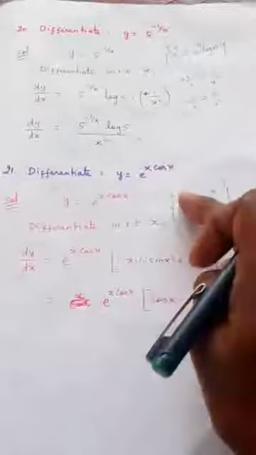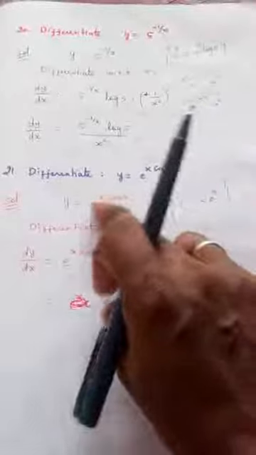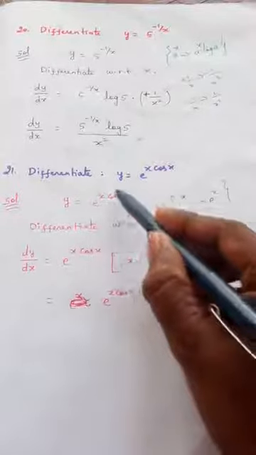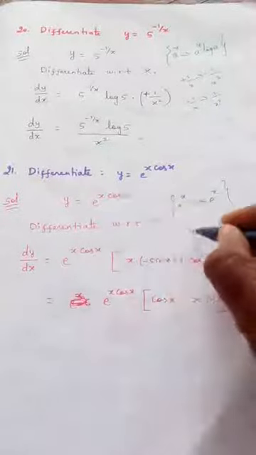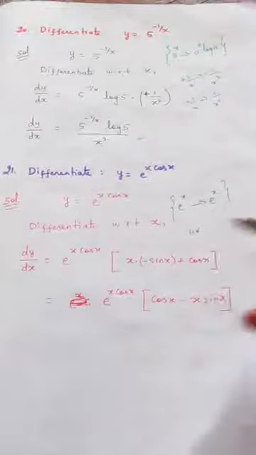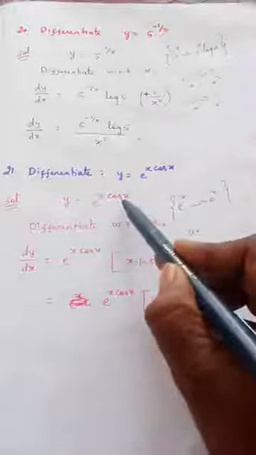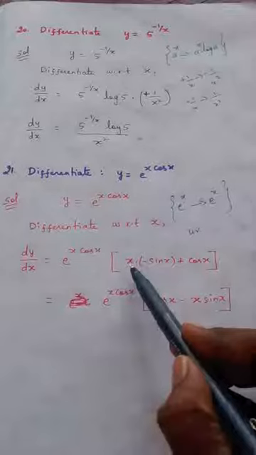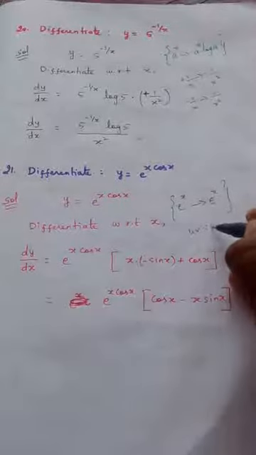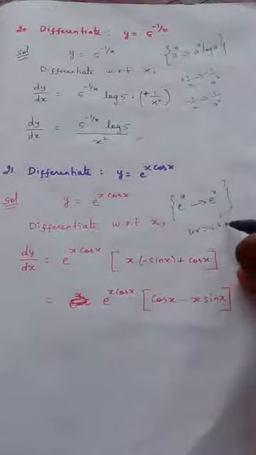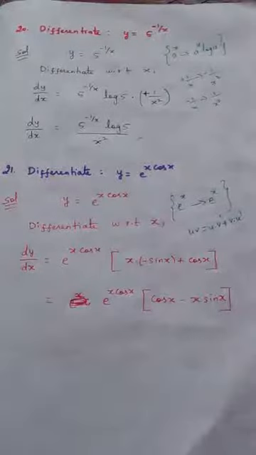But in place of x, x cos x is present. So we need to differentiate x cos x once again using the uv method. So what is u? x is u, cos x is v. So what is the formula for uv? u into v dash plus v into u dash.